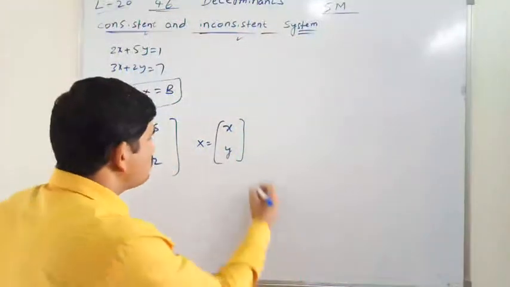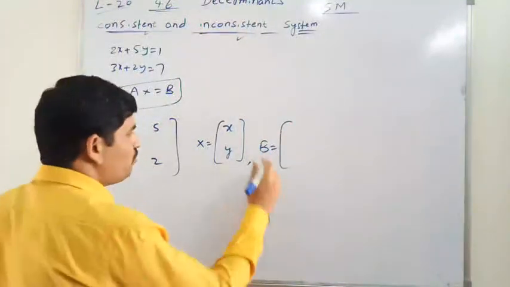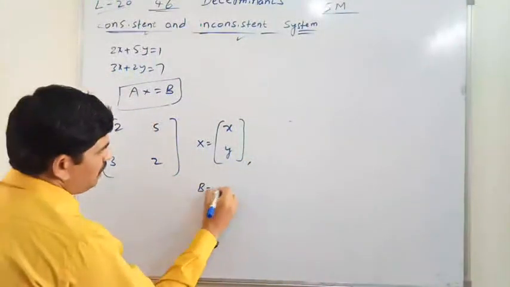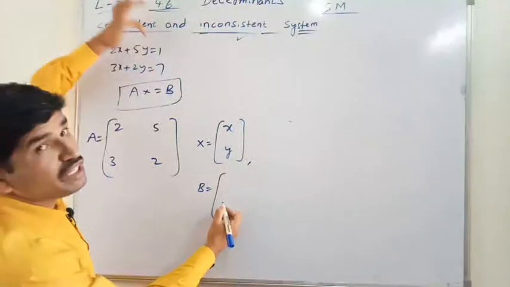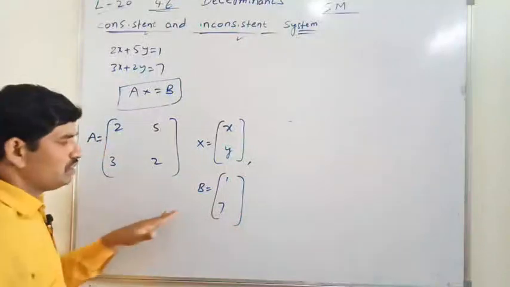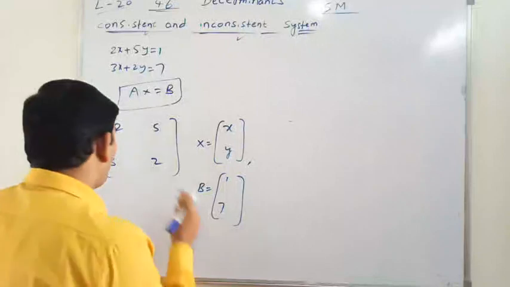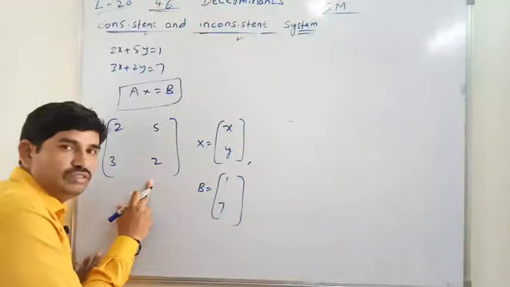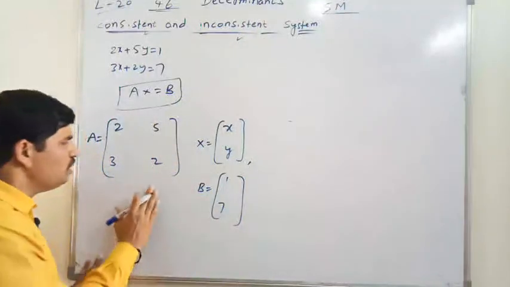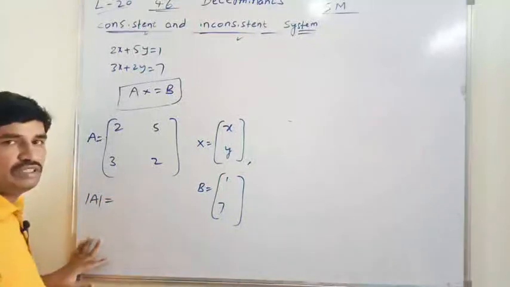Now the last matrix is the B matrix, which I will write here. That is the constant matrix: after the equals sign, whatever constants are present, we write those here. After writing this, we have to check the determinant of this matrix. No need to get confused; one by one I will explain this briefly. This is the matrix A, and suppose we are finding the determinant of this matrix.